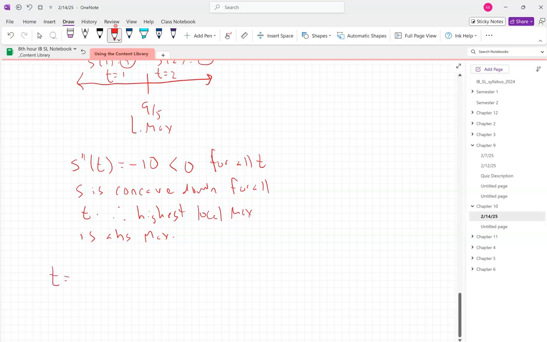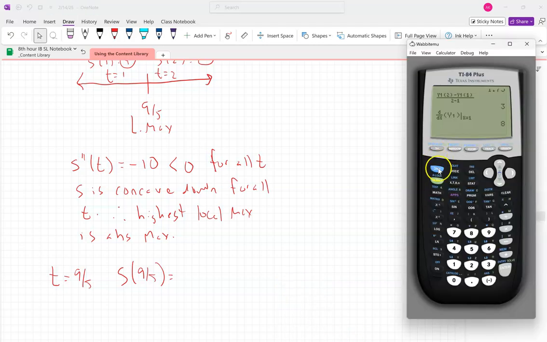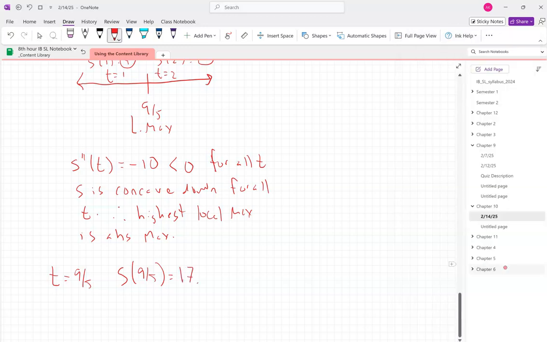So t equals 9/5 is the time. And then if I plug 9/5 into s, that'll give me the actual height. So again, I already typed in s into y1. Do you think I'm going to do it again? Heck no, I'm not going to do that by hand. I got this rocket going a measly 17.2 meters. That's not very high.